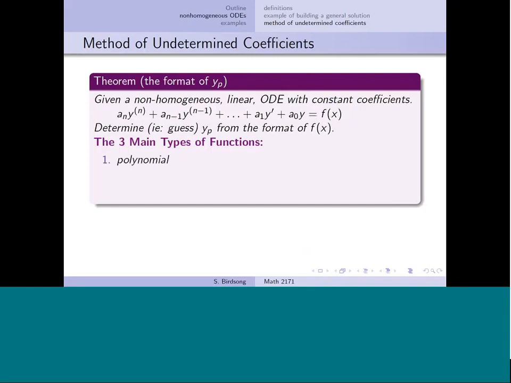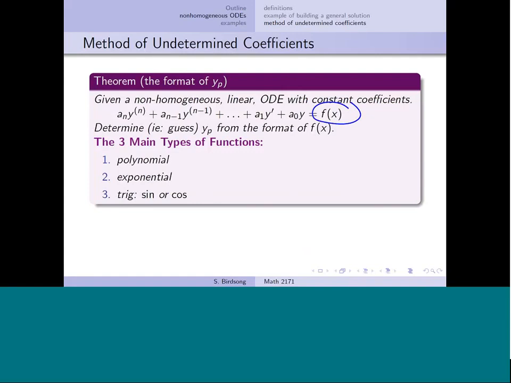The first one is it looks like a polynomial. The second one is it looks like an e raised to some power. And the third one is it looks like a sine or a cosine. Okay? If you don't have those three types for your non-homogeneous part of your differential equation, method of undetermined coefficients isn't going to work for you.